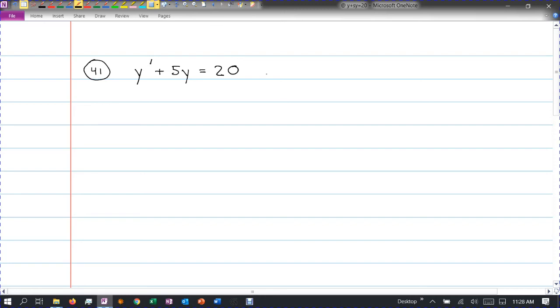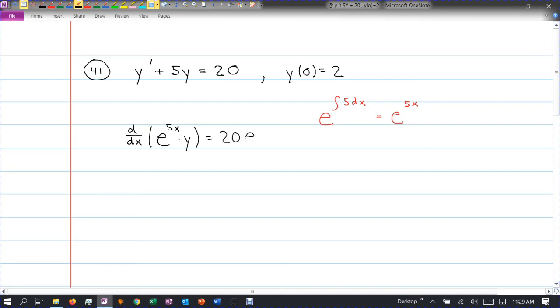We have the following differential equation with the following initial condition, that y of 0 is equal to 2. All right, so solving this, it's in the form we want already. My integrating factor is going to be e to the integral of 5 dx, which is just e to the 5x. And now I'm going to just rewrite this. This is the derivative of the product of e to the 5x times y equals 20 e to the 5x.